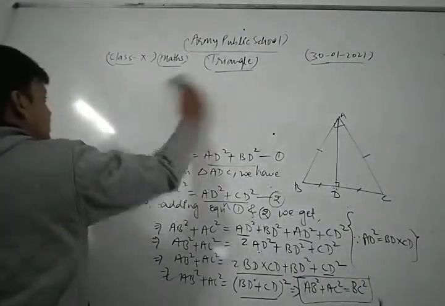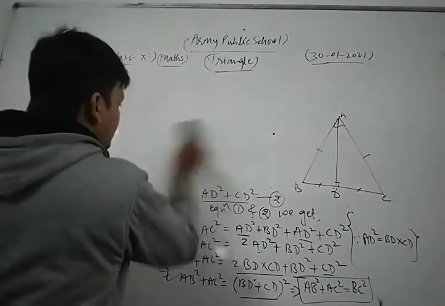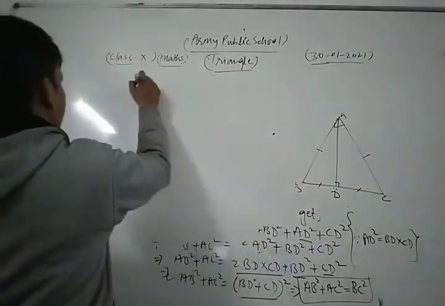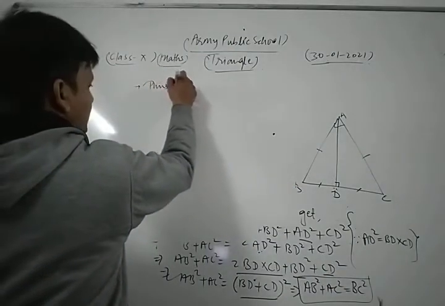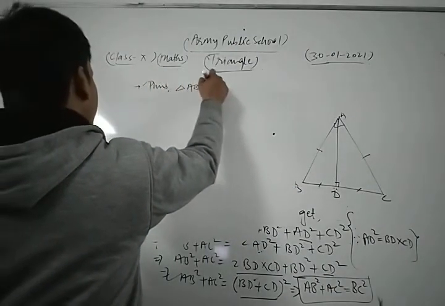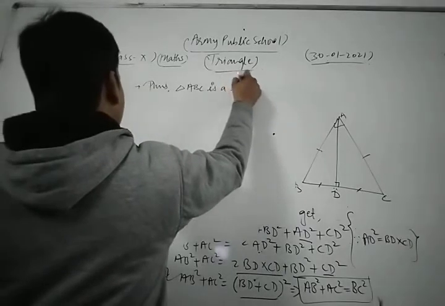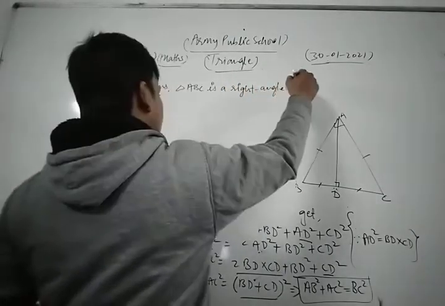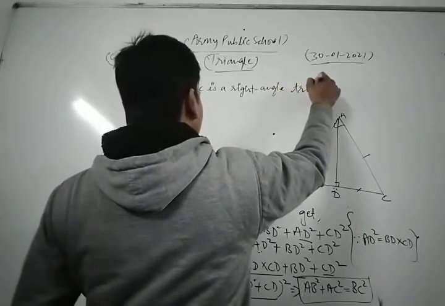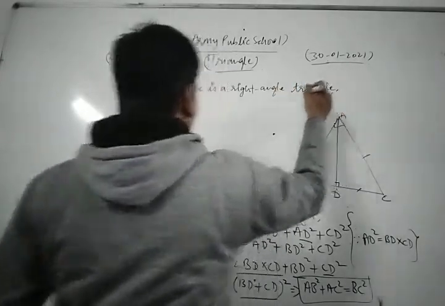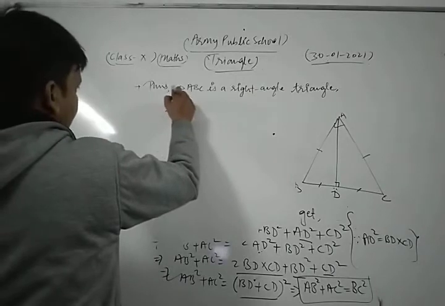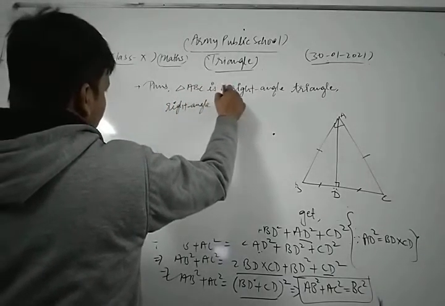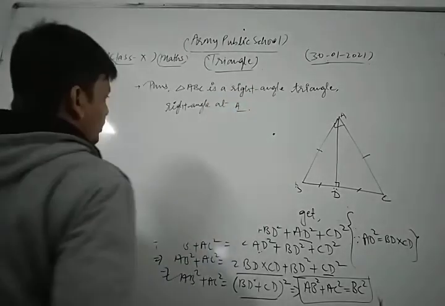Thus triangle ABC is a right angle triangle at B. Right angle at B. Okay, hence proved.